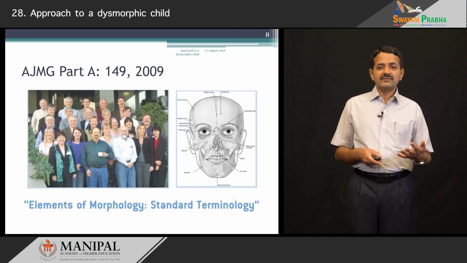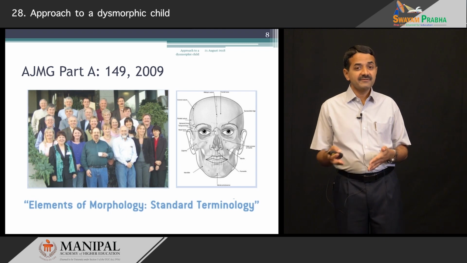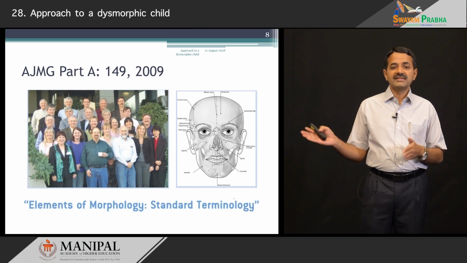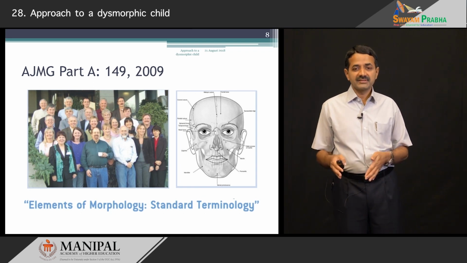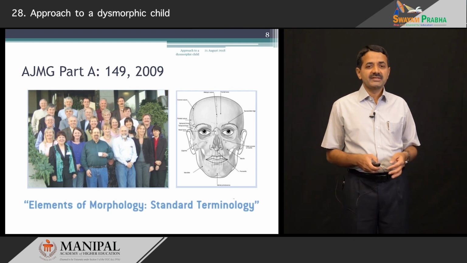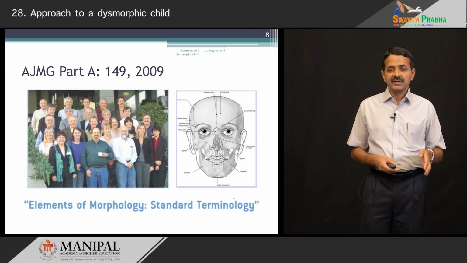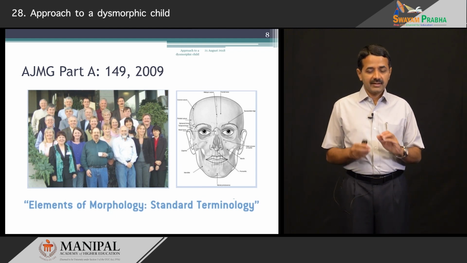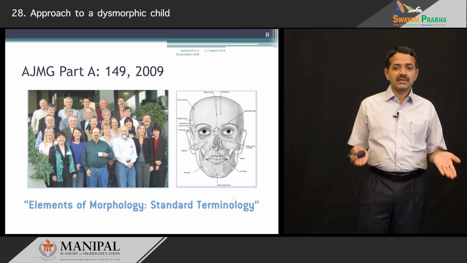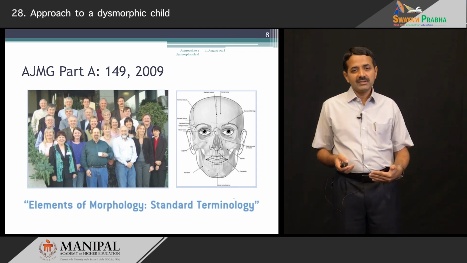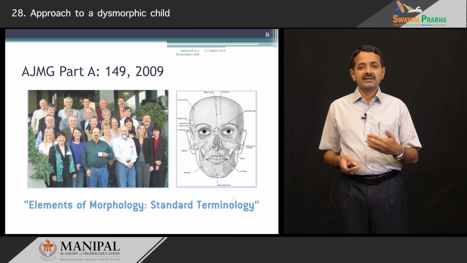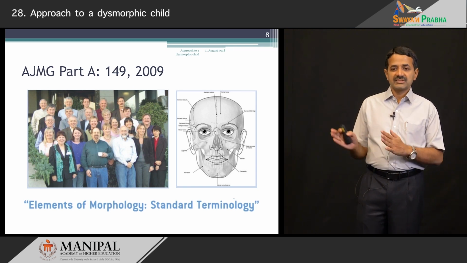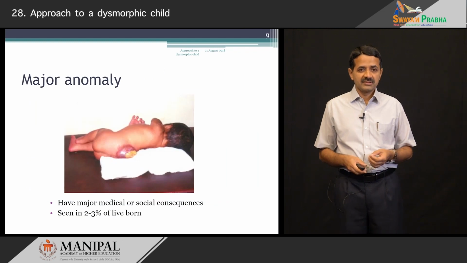If somebody wants to read what is normal and what is abnormal, or what is the definition of abnormalities, I would refer you to this beautiful series of papers called Elements of Morphology: Standard Terminology, published in the American Journal of Medical Genetics Part A. As a series, several words like hypertelorism, telecanthus, clinodactyly, all these are defined, and all journals and publications mandate all the authors to follow these guidelines for uniform description of dysmorphic features.